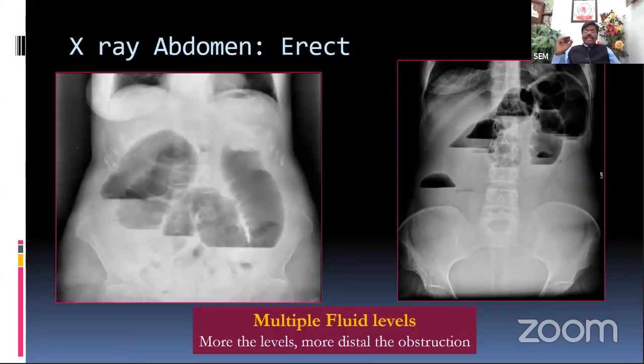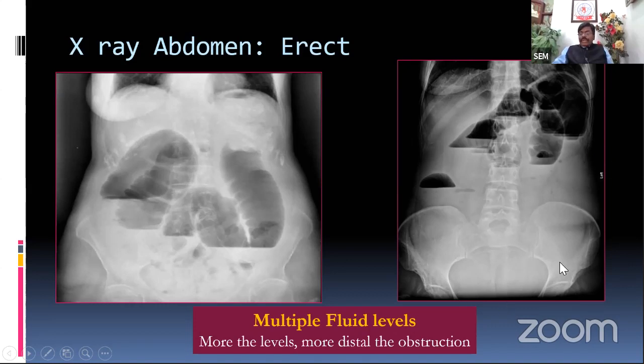Why that? Because in erect, everything settles down. Fluids go down, gas lifts up. So all gas-filled part of the bowel will be here. You have to imagine every loop is like this, so all the fluid is stagnating as the patient is sitting or standing. Here, for example, 1, 2, 3, 4, 5 loops, so 5 fluid levels. What about here? 1, 2, 3, 4, 5, 6, 7, 8, 9, 10. At least 10 fluid levels minimum you can count.